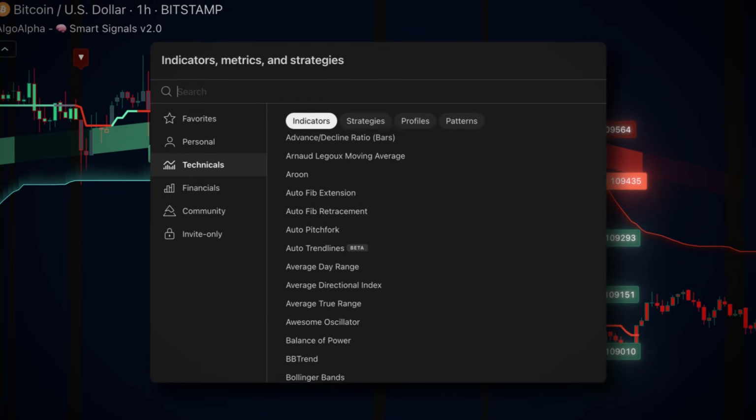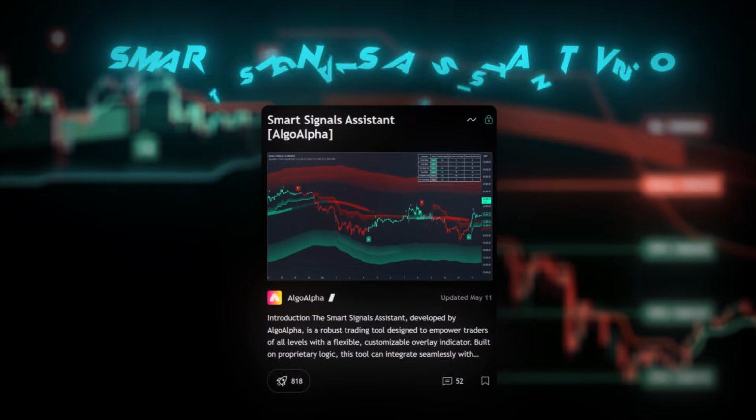This isn't just another indicator. It's a fully integrated system that helps you trade with structure, logic, and visual clarity. If you're ready to trade without hesitation and with more discipline, check out Smart Signals Assistant V 2.0.